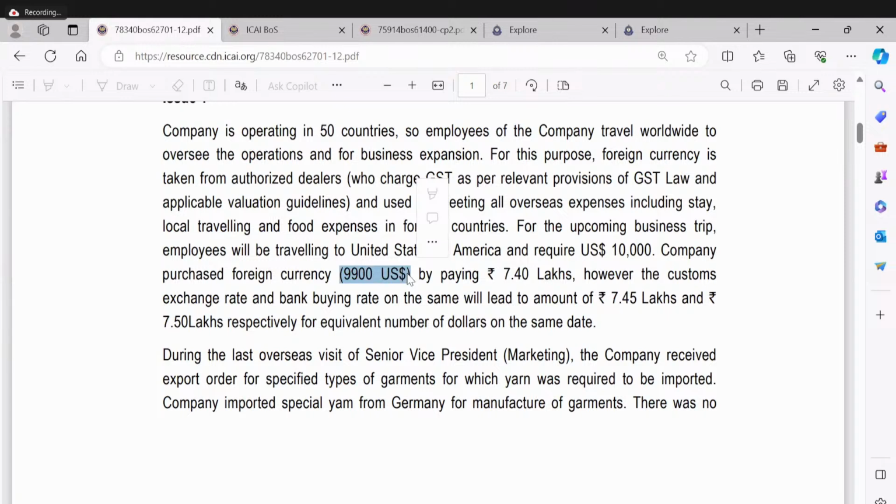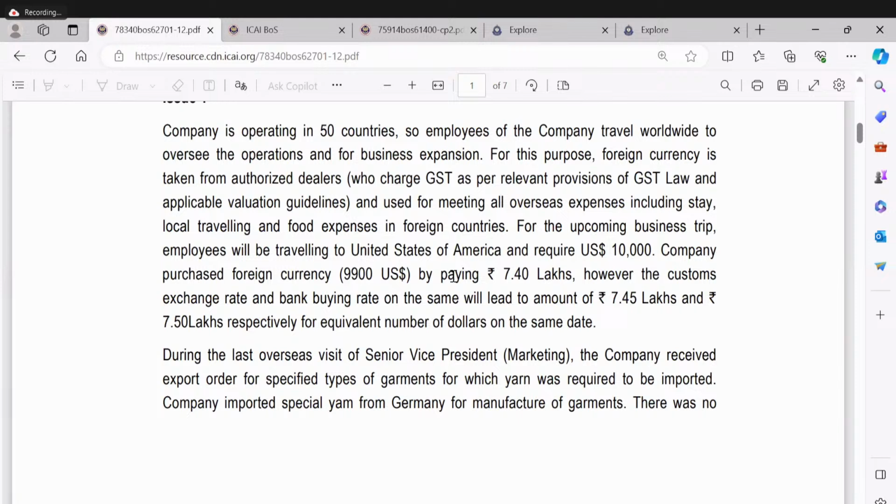In this case, he is buying the foreign currency, he is buying US dollars. The amount which he is paying is 7.4 lakhs. Now we have to see whether RBI reference rate is available because we have to see the actual rate and the RBI reference rate. Now here the custom exchange rate is given to you and bank buying rate is given to you. You can compute the rate by dividing the rupees with the US dollars. That means 7.4 lakhs divided by 9,900 will actually give you the per unit value exchange rate of the US dollar to rupees.